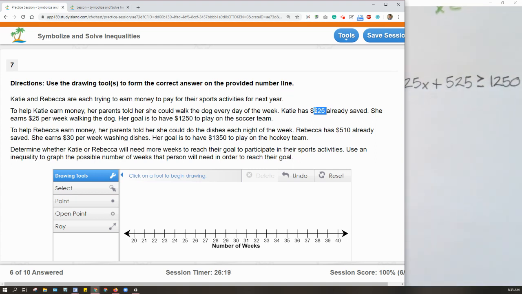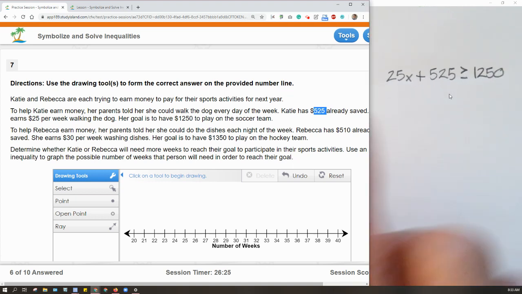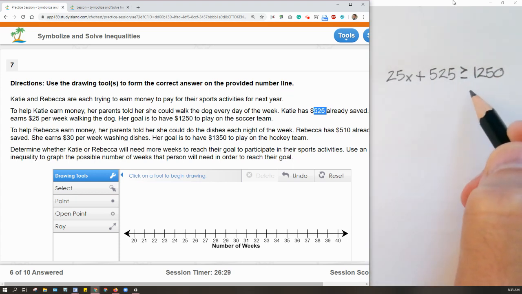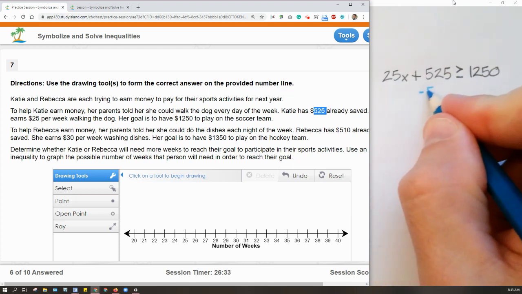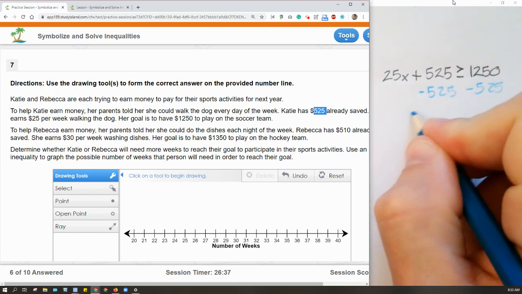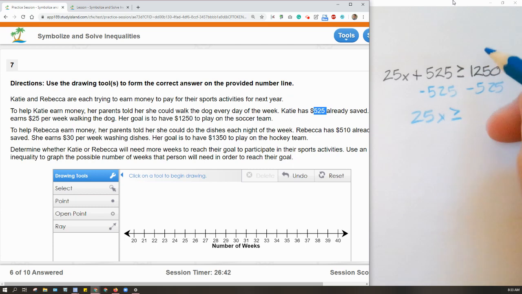So the amount of money that she's already got, 525, added to the amount of money that she's going to earn in the coming weeks, which is $25 times the number of weeks, has to be greater than or equal to the amount that she needs. So we can solve this. We're going to subtract 525 from both sides, and we get 25 times X is greater than or equal to 725.